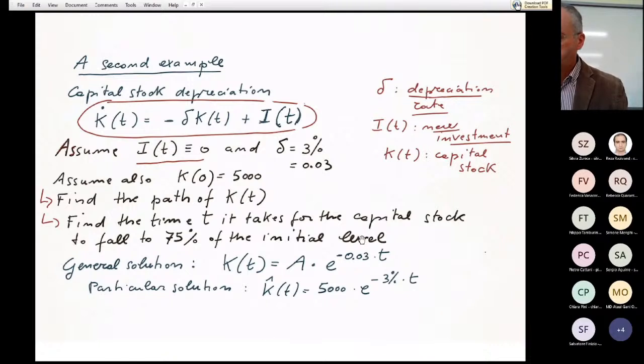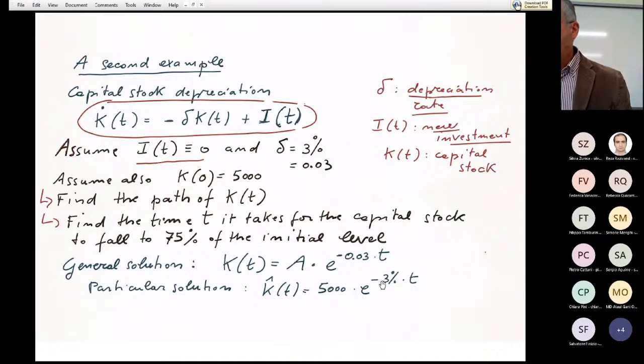What about the particular solution? Here, we don't need to derive the particular solution, because at time 0 the exponential becomes 1, and clearly A is equal to K0. We already have K0, 5,000, so the particular solution is 5,000 times exponential of minus 3% t. Okay, so this is the particular solution consistent with the initial condition K0, initial capital stock, equal to 5,000.